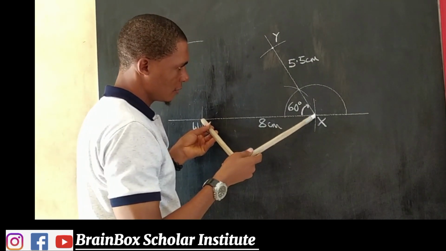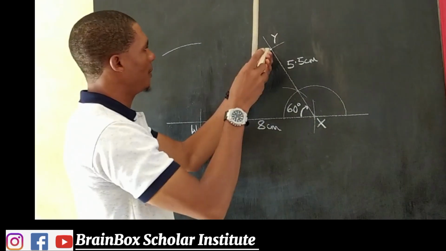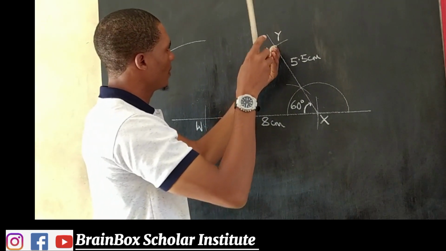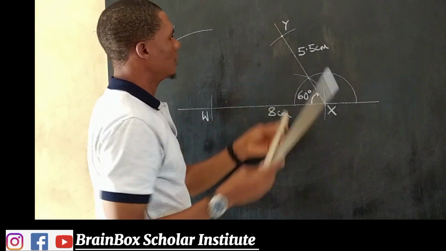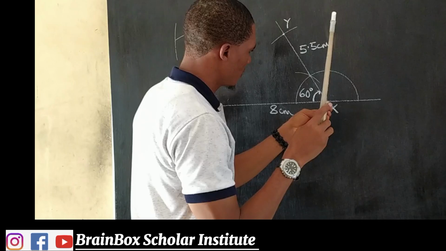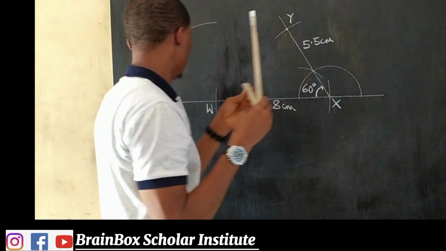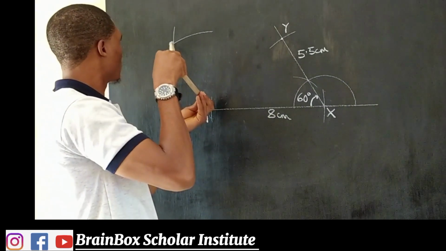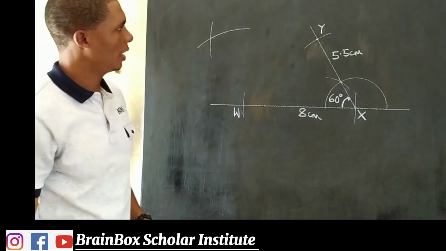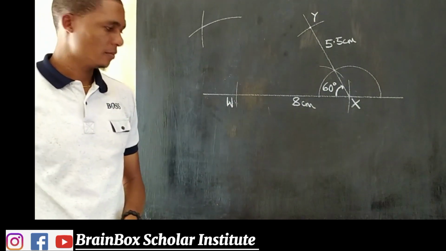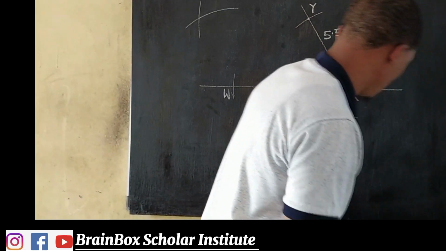Measure WX, which is 8 cm, right? You see that? Yes. So which point is open? That is open. But place it here and make an arc. Okay, so I didn't close this one. Let me close this one. Okay. I did see that. I've closed that one, right? Okay. So what follows? I'll close.